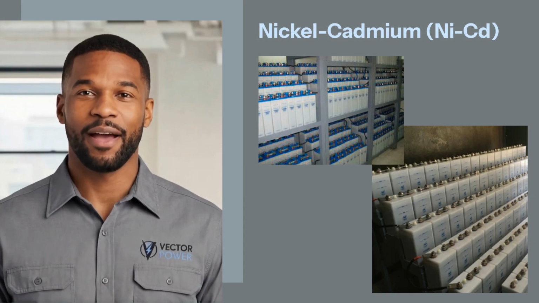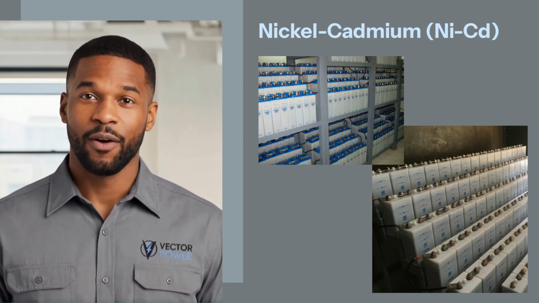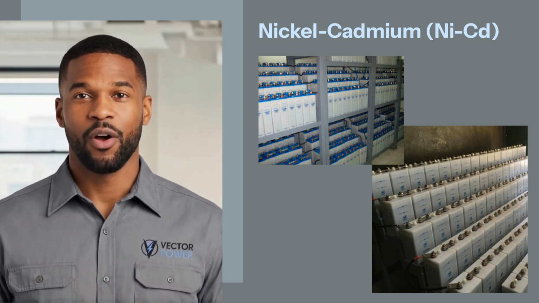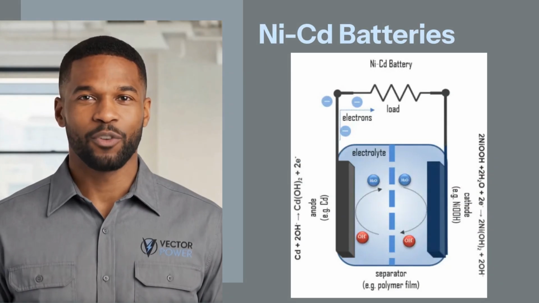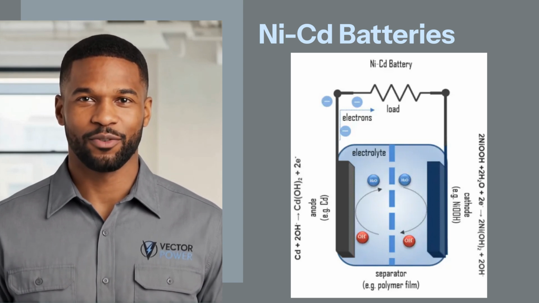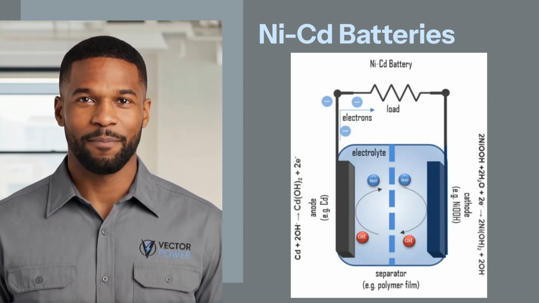The next battery chemistry we will review is nickel cadmium, referred to as NiCad, which has historically been used in industrial and standby power applications where robustness is essential. The chemical principles of nickel-cadmium batteries involve the electrochemical reactions at the electrodes, where nickel oxide hydroxide acts as the cathode and cadmium as the anode.